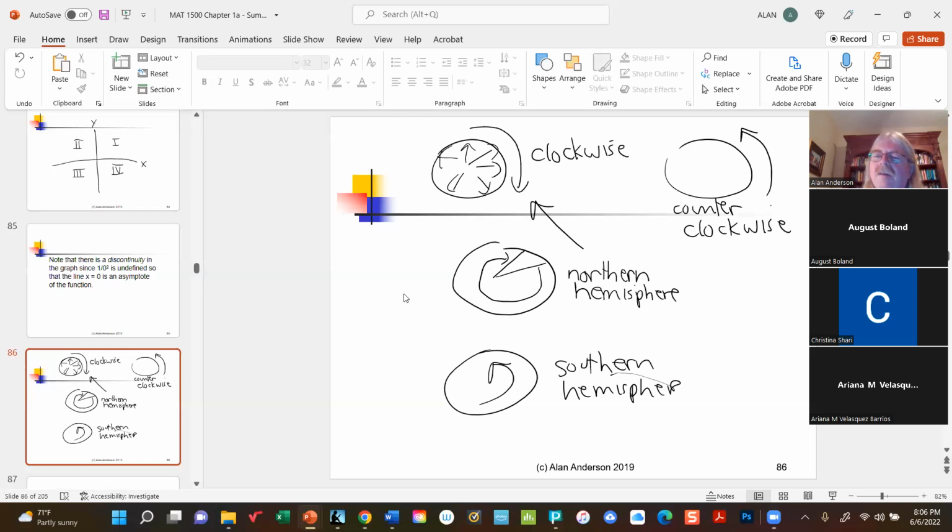Interesting. You probably heard about this in high school science. In the northern hemisphere, water goes down the drain in a clockwise direction. In the southern hemisphere, it's the other way around. I don't know if you remember that or not, but it's true. So this is how this came to be.